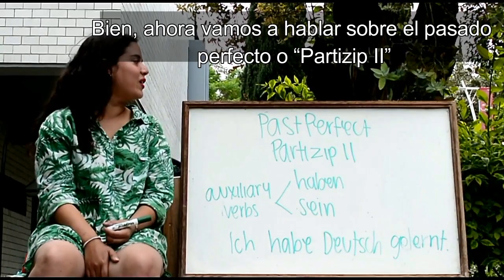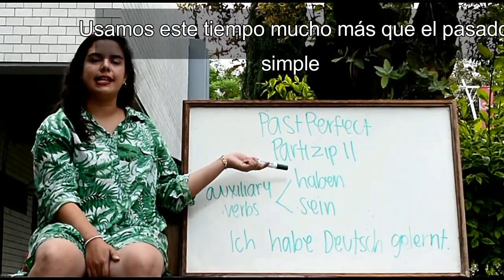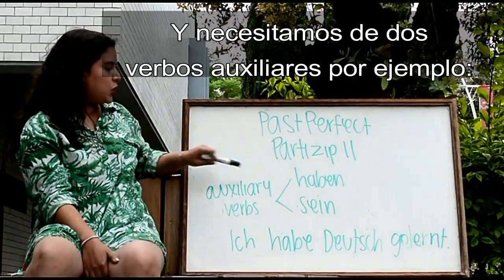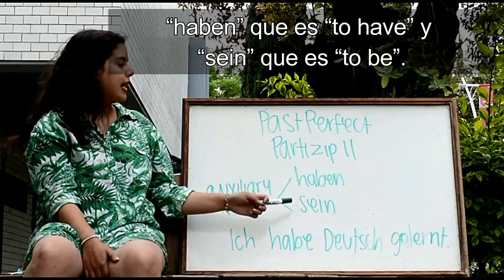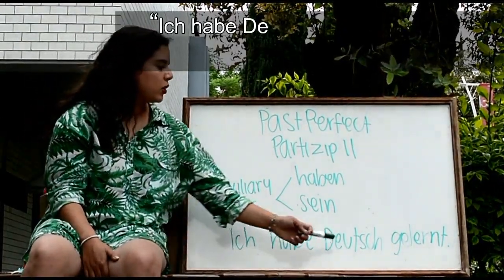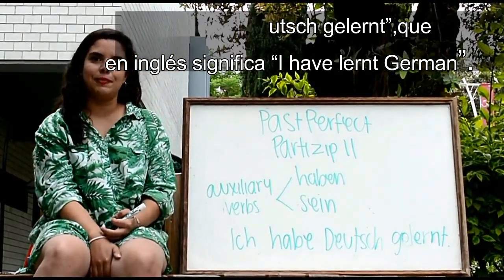Okay, so now we're going to talk about the present perfect or Partizip zwei. We use this tense way more than the simple past. And we need 2 auxiliary verbs, for example, haben, which is to have, and sein, which is to be. Here we have an example. Ich habe Deutsch gelernt, which means in English, I have learned German.